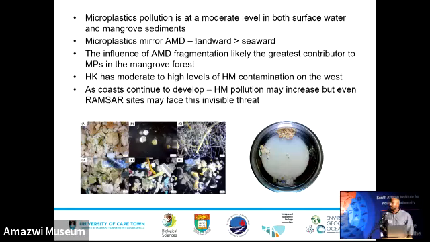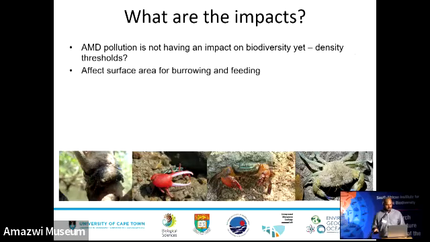But what we need to be cognizant of is that as coasts continue to develop, both plastics and heavy metal pollution may increase. And this even counts for Ramsar sites because this threat is invisible. So what are the impacts? Well, in Hong Kong, it's not having an impact on the biodiversity yet.